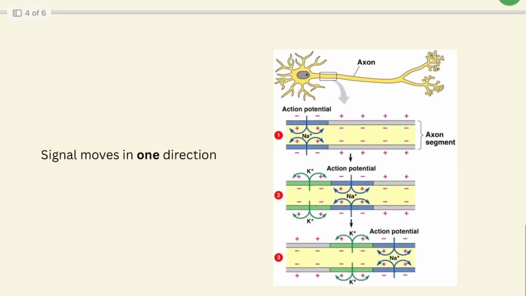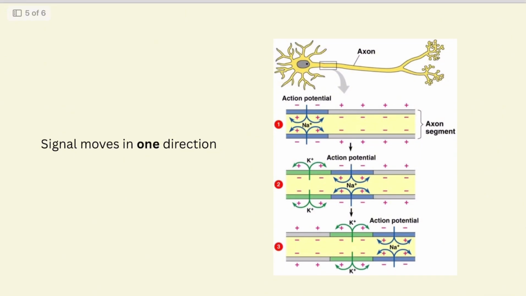So now let's take a look at the conduction of multiple action potentials, in other words, a series of action potentials. The action potential is initiated at the axon hillock. So this is a part of the neuron. And it propagates along the axon.